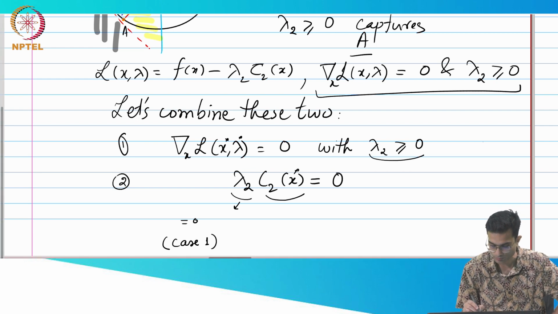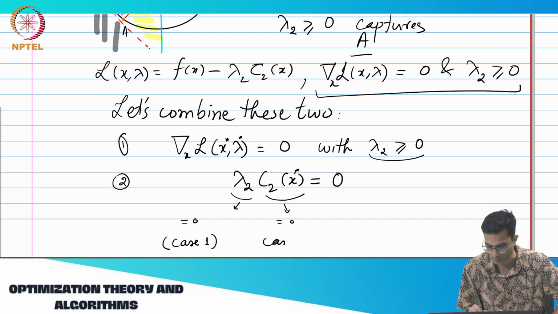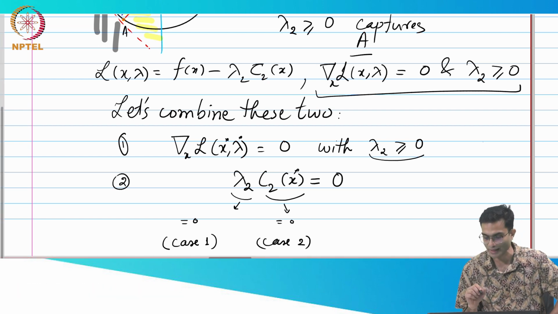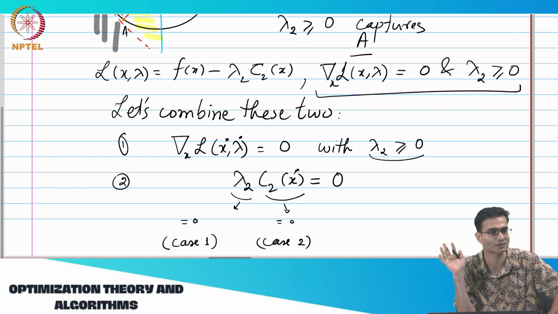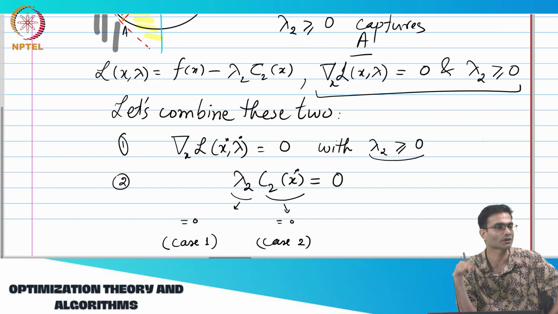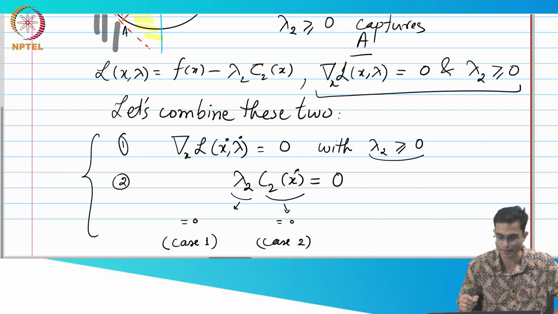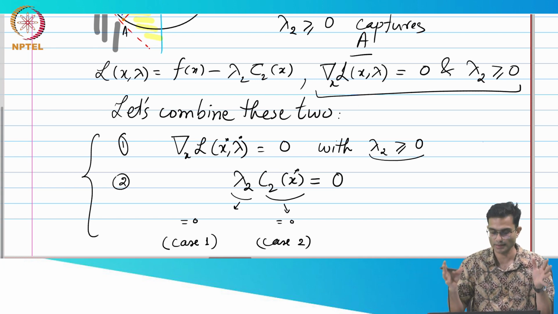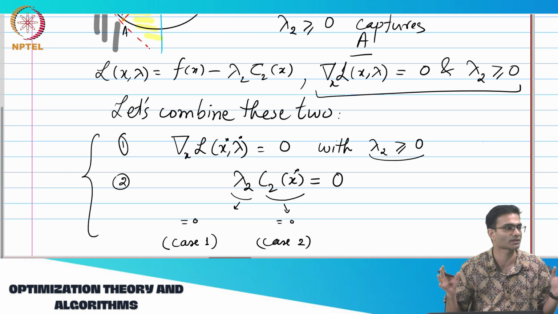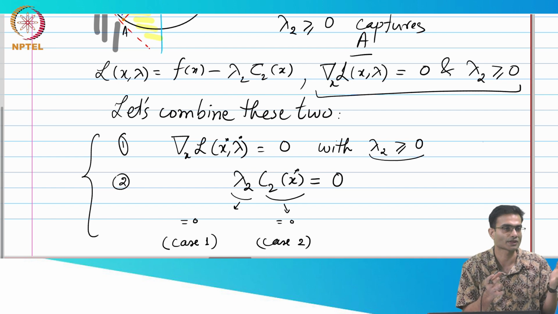What about case 2? C2 is 0 in case 2, so this is equal to 0 in case 2. That means in case 2, I don't have to force lambda 2 to be equal to 0. Lambda 2 can be some number greater than equal to 0. It is consistent because C2 equal to 0 is capturing it. So you notice this is quite clever, right? I've combined both cases. Now I don't have to talk about case 1, case 2. I say that these are the two conditions necessary for sufficing as a check for a stationary point.